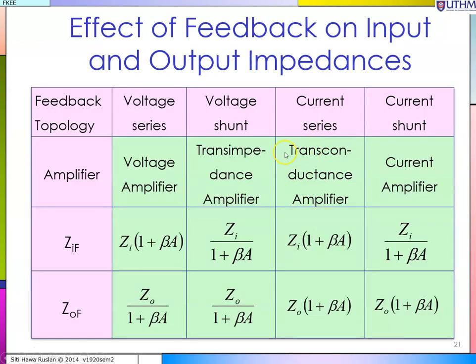So we have looked at the transconductance amplifier and current amplifier, and previously we looked into the voltage amplifier and transimpedance amplifier. If you look here, the input impedance or the output impedance can be either increased or decreased; for current series both are decreased or both are increased, and for current shunt it is the other way around from voltage series. So with negative feedback, we can have a better input or output impedance. We will get a value which is closer to the ideal value.